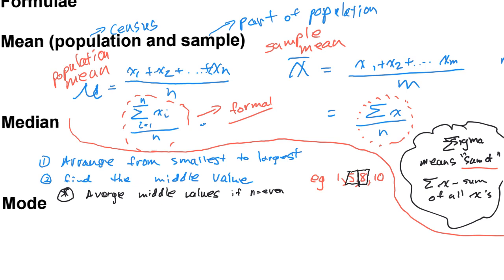Your median is equal to 5 plus 8 divided by 2, which gives us a median of, well, 13 divided by 2 is 6.5. So you can have decimals for your medians as well.